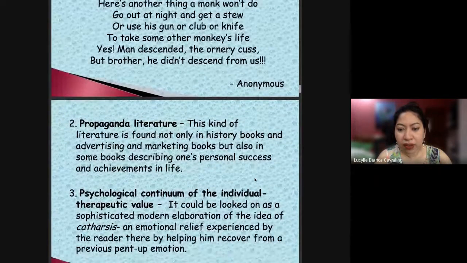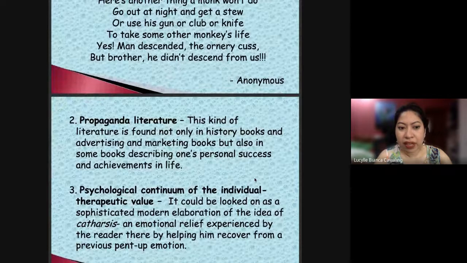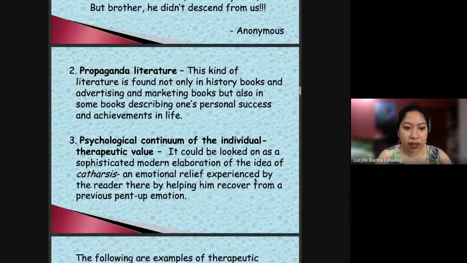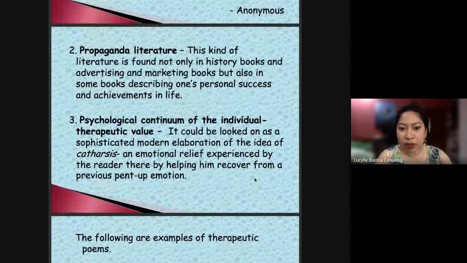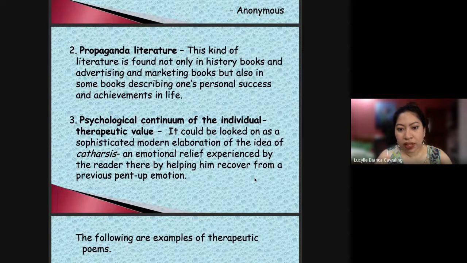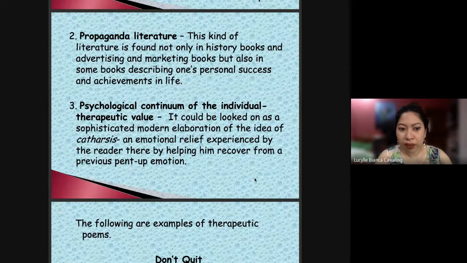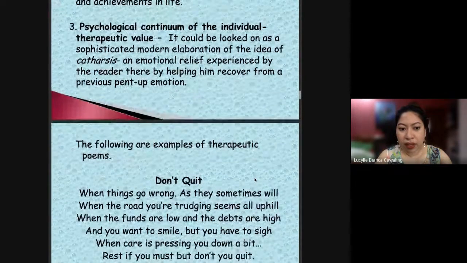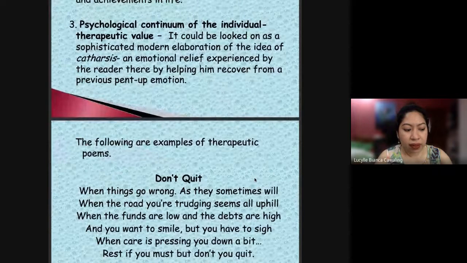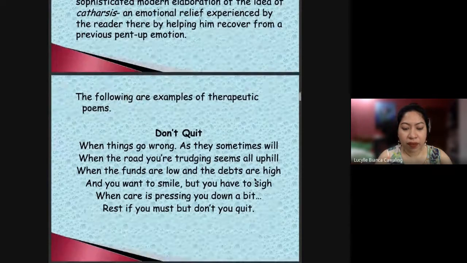And then you also have the propaganda literature. This kind of literature is found not only in history books, but in advertising and marketing books. And then you also have the psychological continuum of the individual. So it's like one of those self-help books. So that is the psychological continuum. Sometimes also it has a therapeutic value.